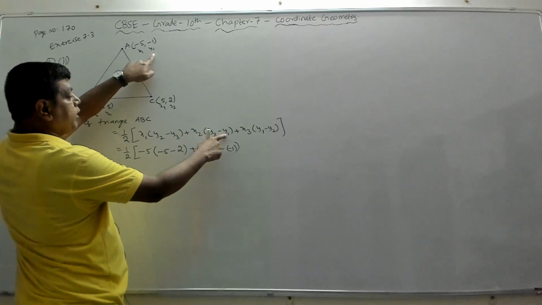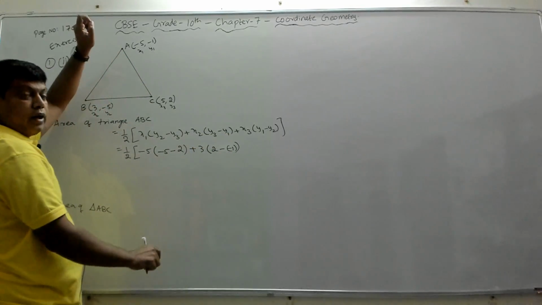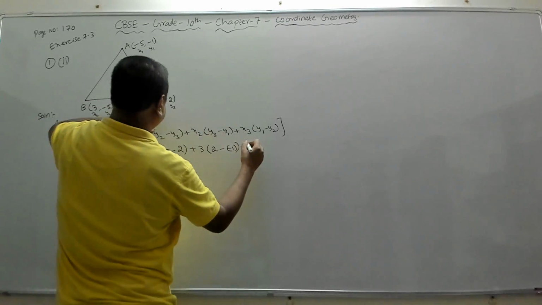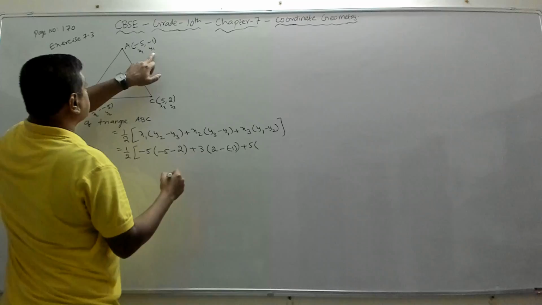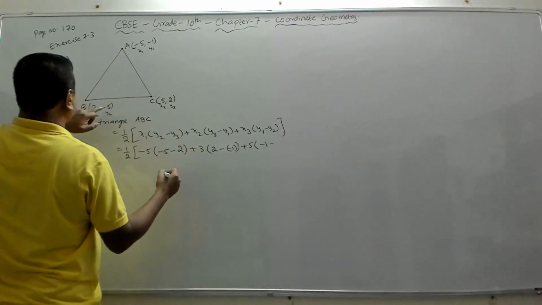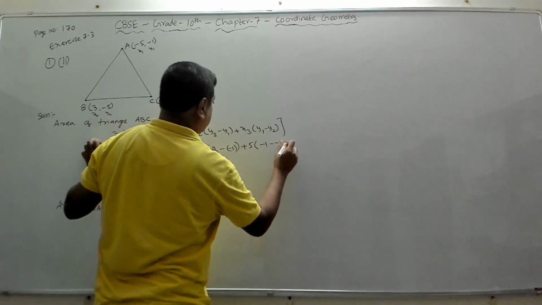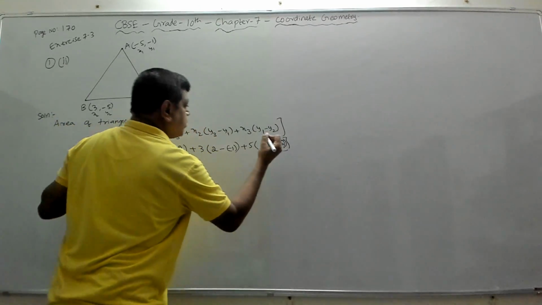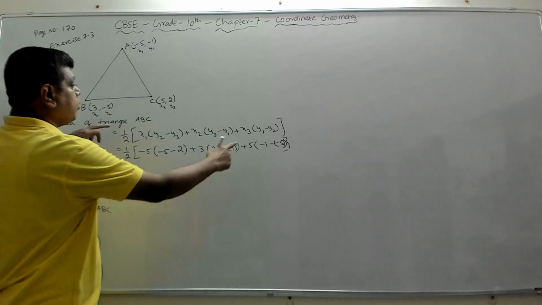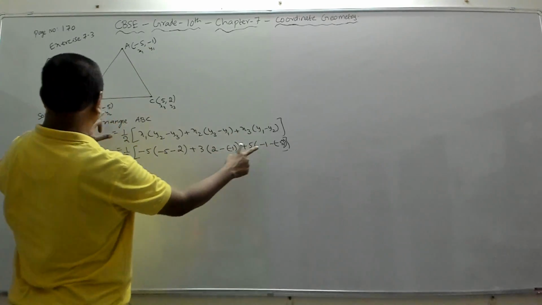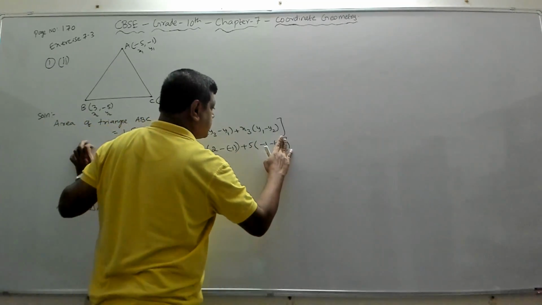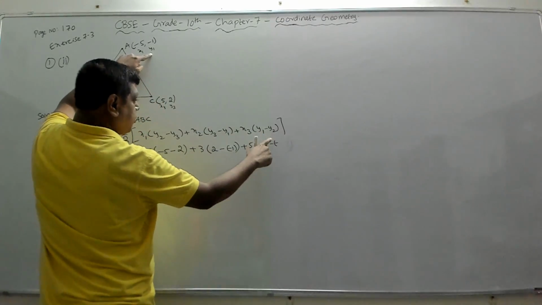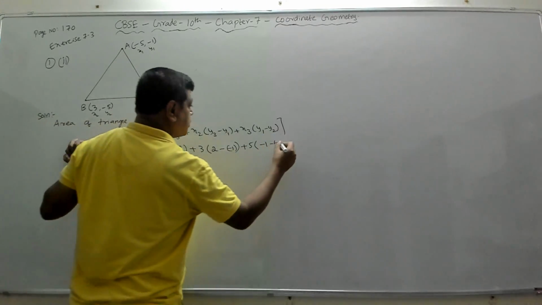So when y1 itself is minus, you have to be careful in writing the two negative signs. Plus x3 is 5 into y1 is minus 1 minus y2 is minus 5. So there are many minus signs, so you have to be careful. This is y1 which is minus 1, minus, this is the formula, minus y2 itself is minus 5. So minus 5.